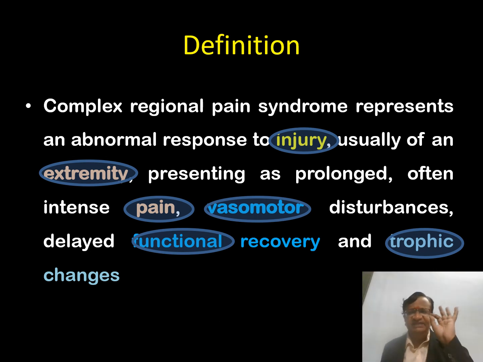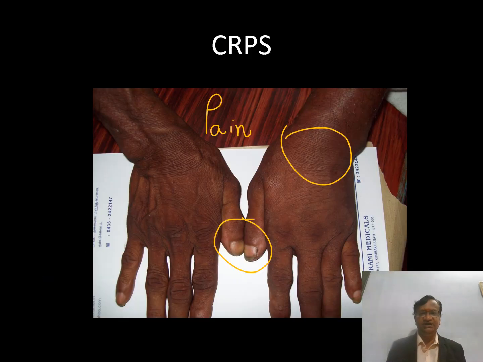Whenever you want to define that, see here: abnormal response to an injury, usually extremity, prolonged intense pain, vasomotor disturbances, functional outcome is bad, trophic changes. Now, there is an injury. The body responds abnormally. So, what is the response? Intense pain, which is more prolonged, associated with some vasomotor disturbances. That is due to the sympathetic component. Outcome is bad. He cannot move. Motor is a problem. There are trophic changes in the skin. This is what is called complex regional pain syndromes.